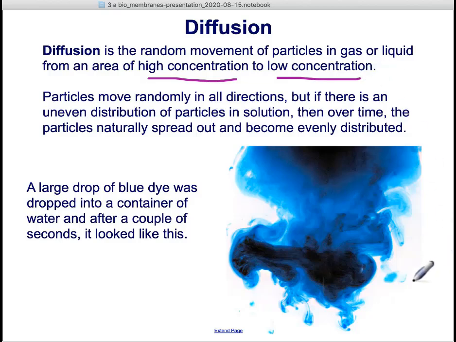A large drop of blue dye was dropped into a container of water, and after a couple of seconds it looked like this. And here you can see some areas of high concentration, and then also some areas that are not quite as concentrated. These are areas of low concentration. So over time, these particles here are naturally going to spread out and become evenly distributed throughout this water.